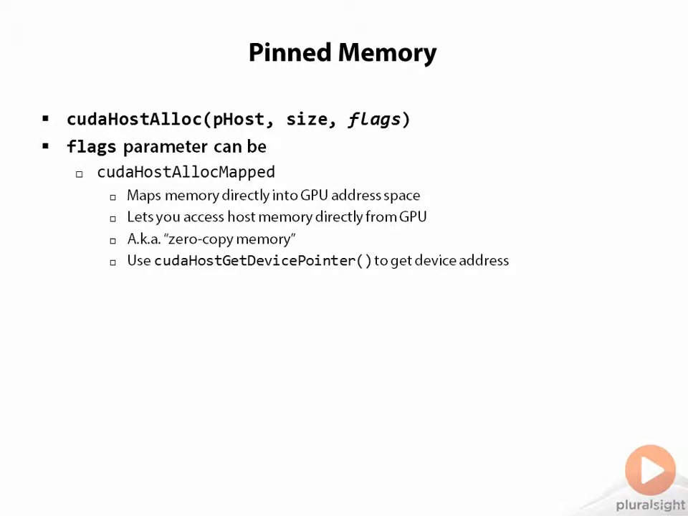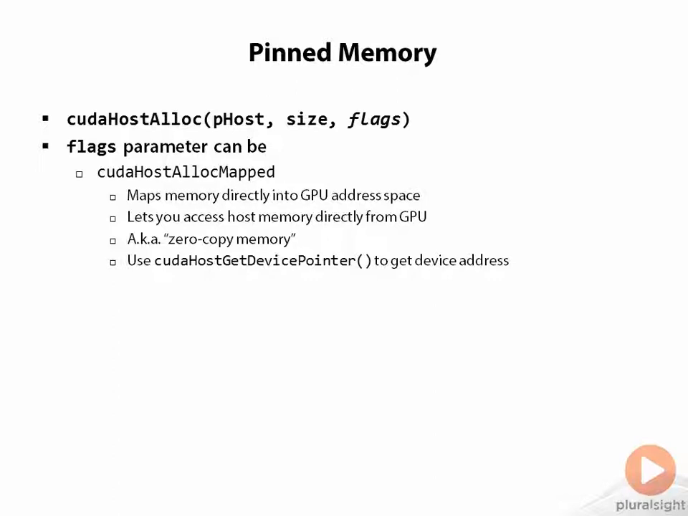So the first parameter is cudaHostAllocMapped, and this essentially allows you to map memory that's allocated on the host directly into GPU address space. And this is super useful because it lets you access host memory directly from the GPU. That's why they also call it zero copy memory. And the great thing about it is that, well, it's zero copy, so you don't have to do all of that never-ending cudaMemcpy to and from.